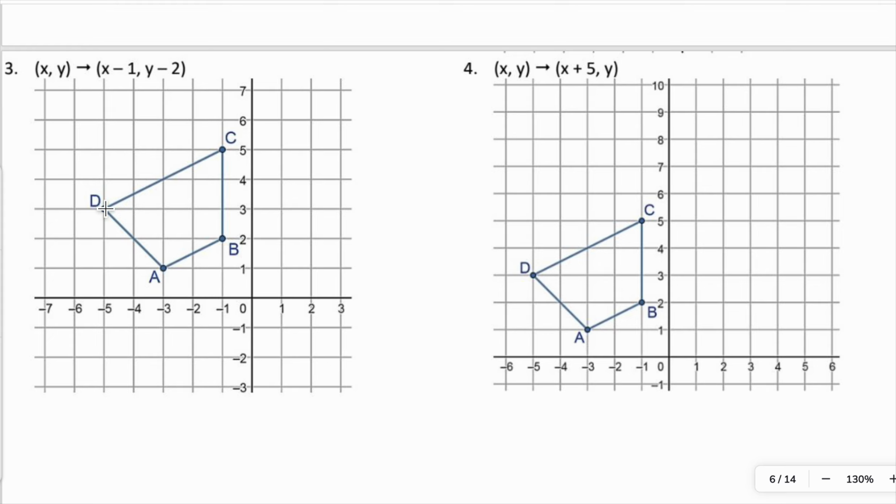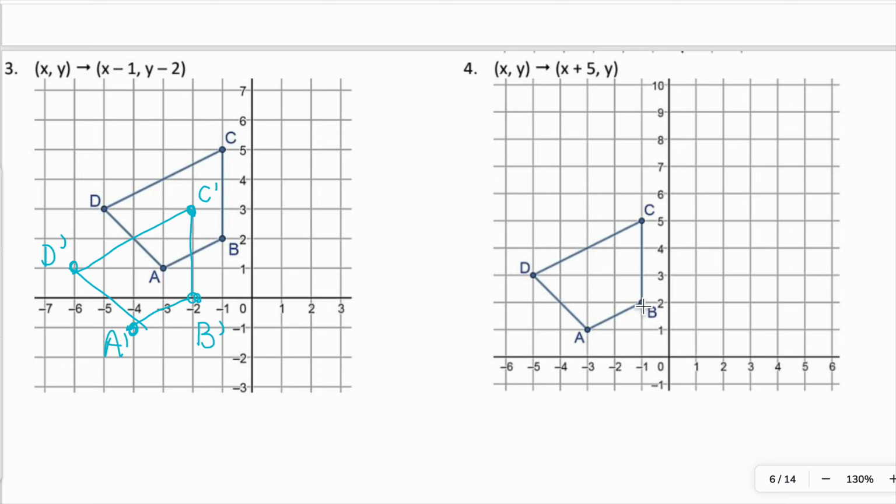All right, 3, we are doing more translations. Left 1, down 2. So I'm going to start with letter D this time. Left 1, down 1, 2. So D prime ends up at negative 6, 1. A, left 1, down 1, 2. Negative 4, negative 1. B prime, left 1, down 1, 2. Negative 2, 0. And C is left 1, down 1, 2. Right there in the middle, negative 2, comma 3. Connecting our points, and we've got our translated image.